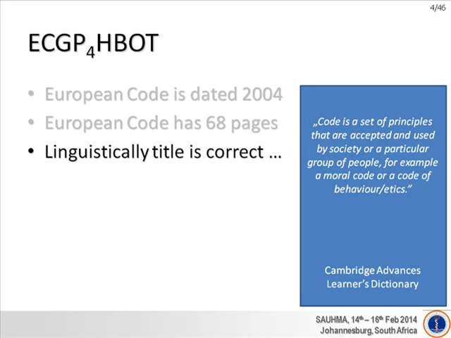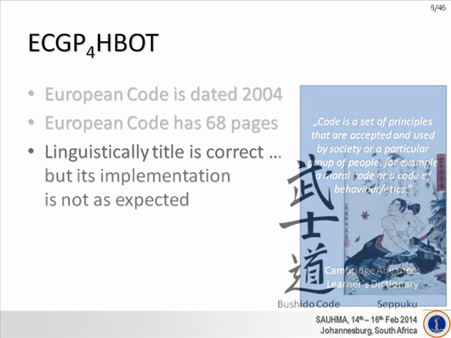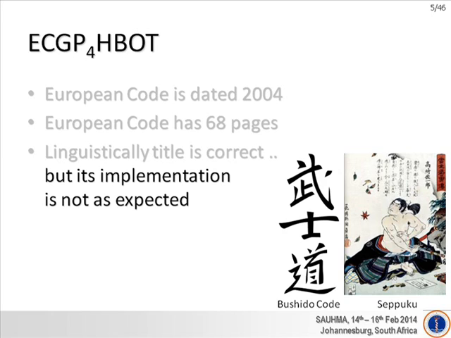Linguistically, the title European Code of Good Practice is correct because according to the Cambridge Advanced Learner's Dictionary, a code is a set of principles that are accepted and used by society or a particular group of people, for example a moral code or a code of behavior and ethics. However, its implementation is not enforced, and violation of the European Code of Good Practice is not treated the same as the Bushido Code, which forced people to do seppuku if they violated the code.